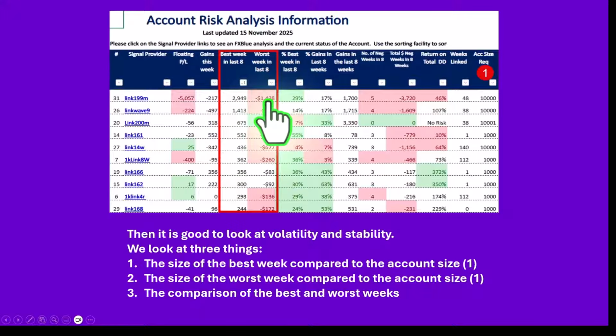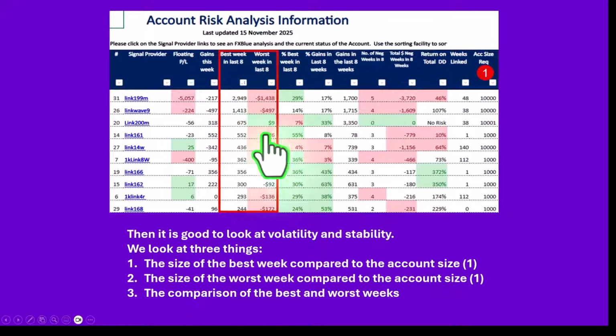So that starts giving us an idea of the volatility and stability of this particular account. Now, if you look at this one, for instance, it's a $1,000 account. It lost 57% of the account in 1 week. The worst week was a loss of 57%, and it gained 55% in 1 week. So this account is a volatile and relatively unstable account where you can lose half of your account in 1 week. Maybe that's not such a great thing.